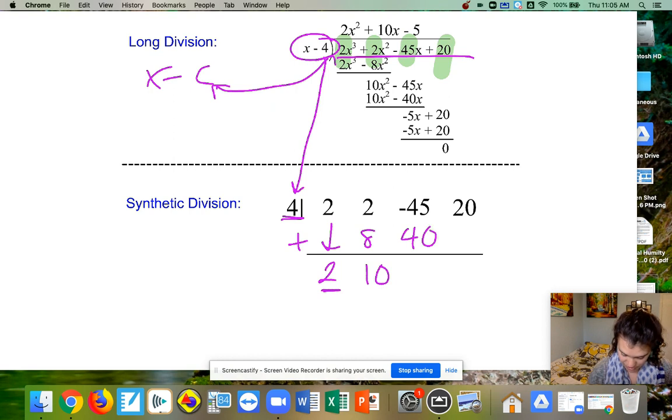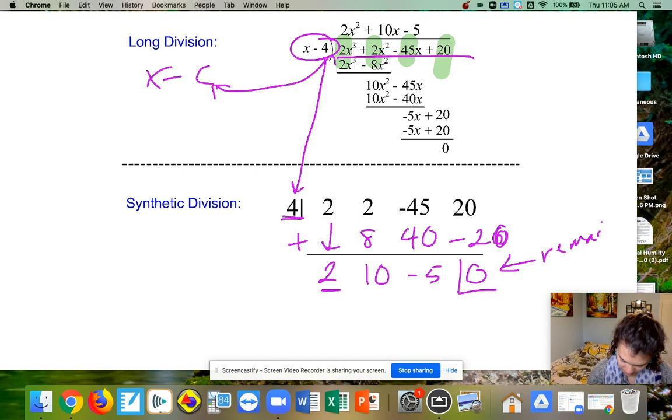To get the next one, which is 40. Add those two together, and you get negative 5. And then do 4 times negative 5 to get negative 20. Drop that down. And then this last number I always put in another box. This is always your remainder. You write this 0.